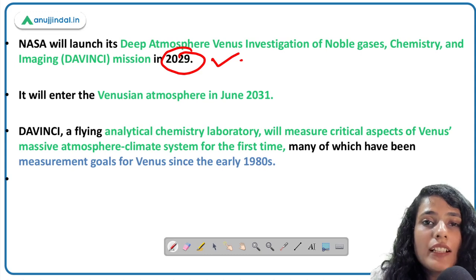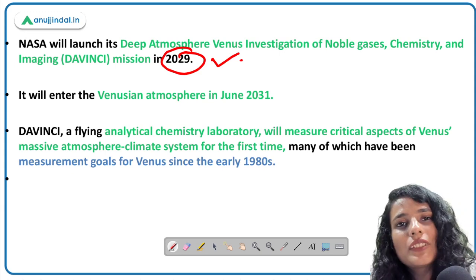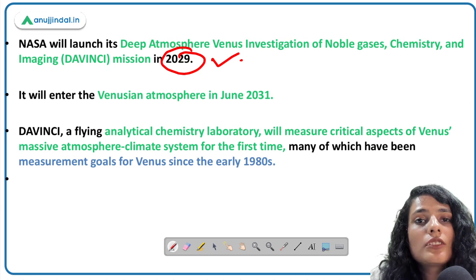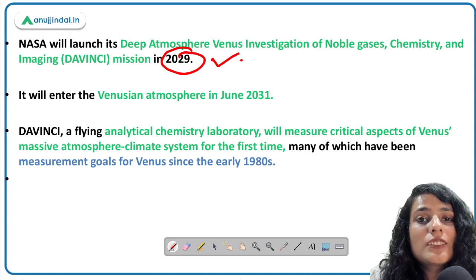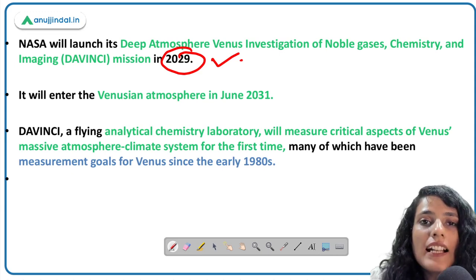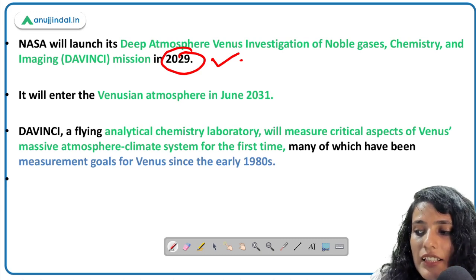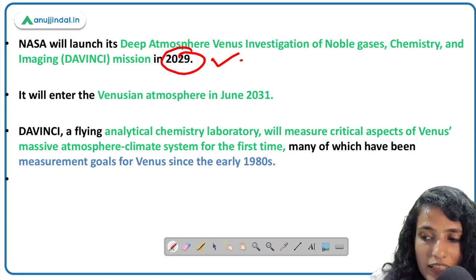Why is it important? Venus offers valuable insights to scientists to study the impacts of greenhouse gases. Also, being closest to the Earth, it offers valuable insights to study the nature of exoplanets that exist in other solar systems. That is why the study of Venus is important. New data about Venus will be gathered by bouncing radio waves off the planet.